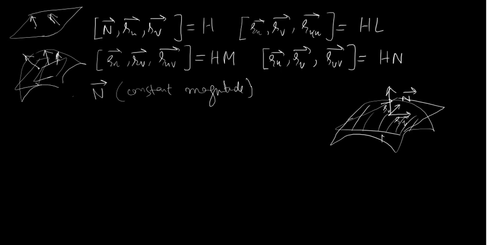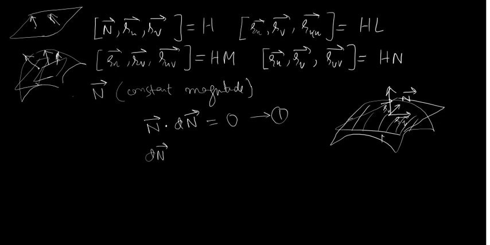So since n is of constant magnitude, I can say that if we take the dot product of n with dn, it should be equal to 0. So let me call this equation 1. So we can derive it from something called the Weingarten equations. But dn is equal to, because it depends upon u and v, and we are assuming the differentiability of almost everything. What is n?